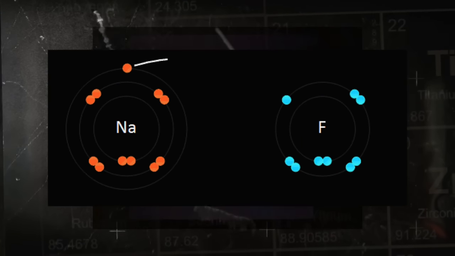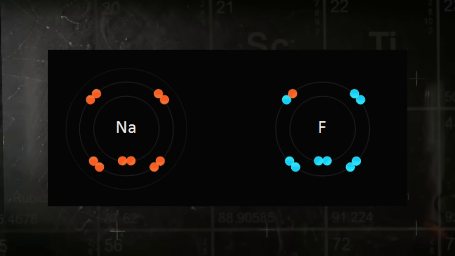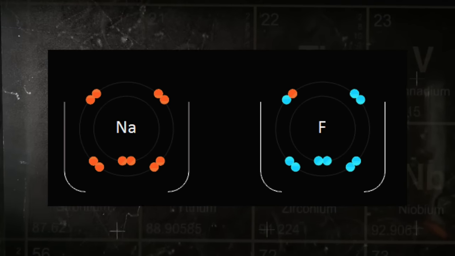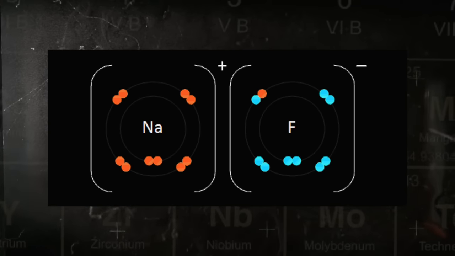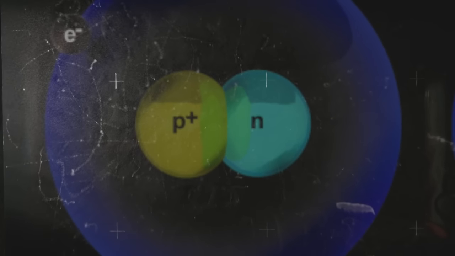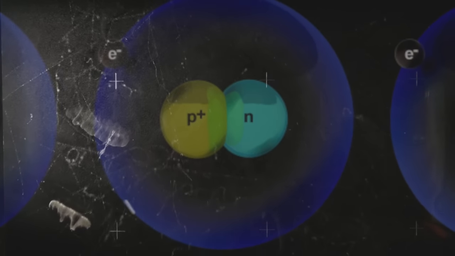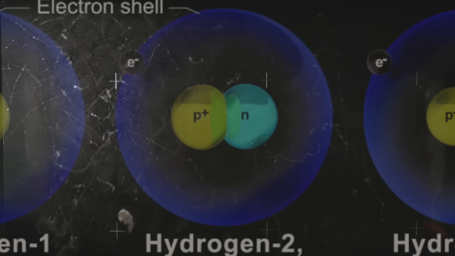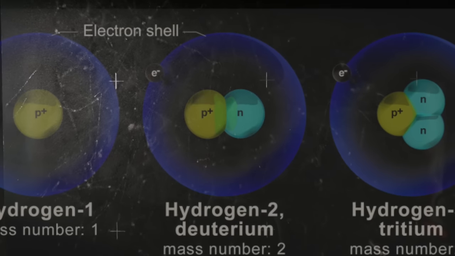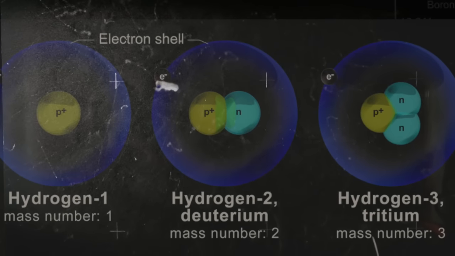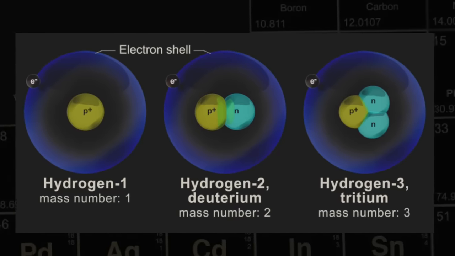And when atoms gain or lose electrons, then they're called charged particles or ions. Now, when they gain or lose neutrons, one of the nucleons in the center that form the nucleus of an atom, those are called isotopes. It's the proton, the positively charged nucleon in the center of the atom, that defines what type of element the atom is.